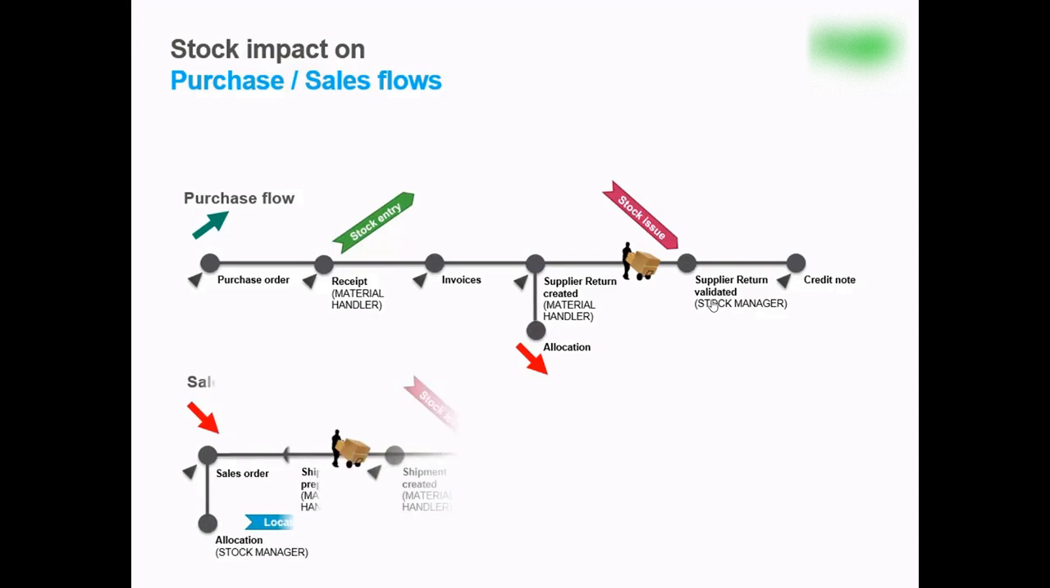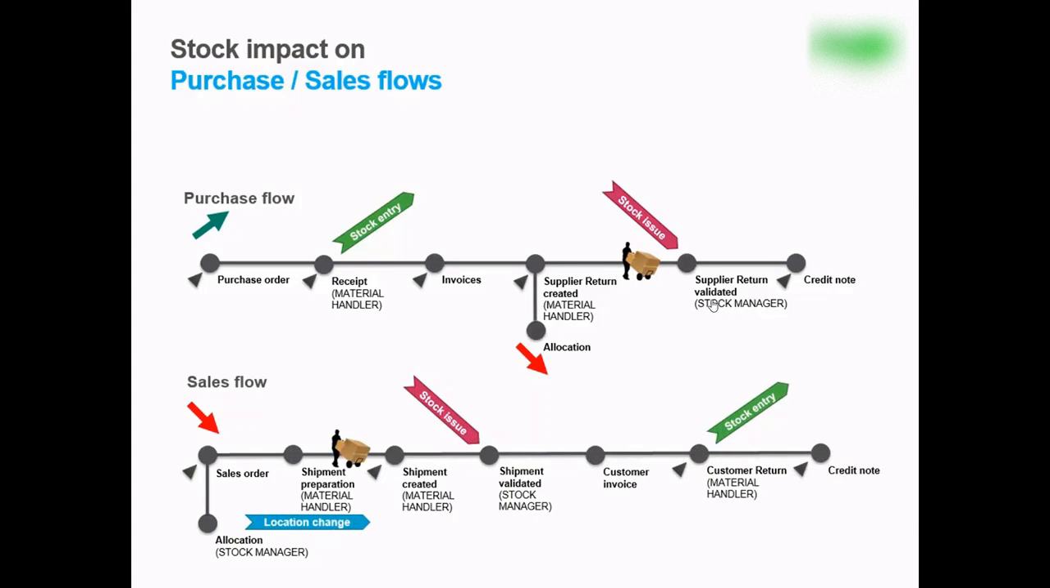Now, stock levels are also impacted by the sales flow during the shipment validation and during the customer return. Shipment validation is usually done by the stock manager to validate the material handler transaction, and the customer return is also usually done by the material handler. The shipment decreases the stock level, and on the contrary, the customer return increases the stock level. In addition, sales orders decrease the projected stock at the date of the expected delivery.